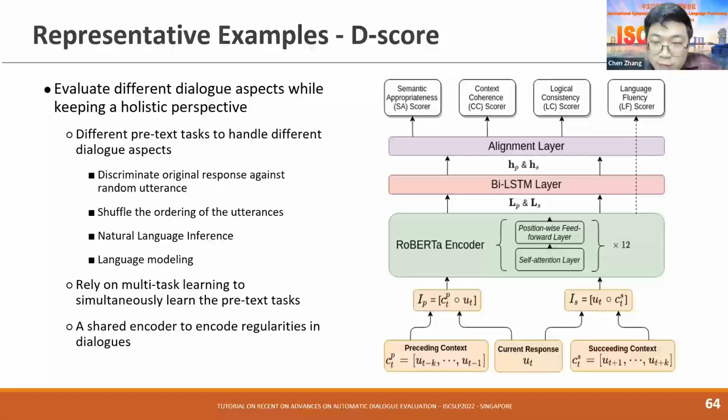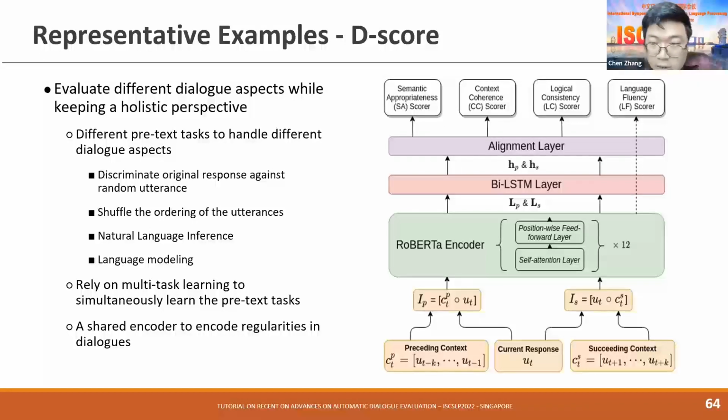The second pretext task is shuffling the order of the utterances. For example, we have the preceding utterances, the succeeding utterances and the current utterance. We swap the order of the current response with one utterance in the preceding context or one utterance in the succeeding context. Normally this order shuffling tries to capture the coherence of the responses.